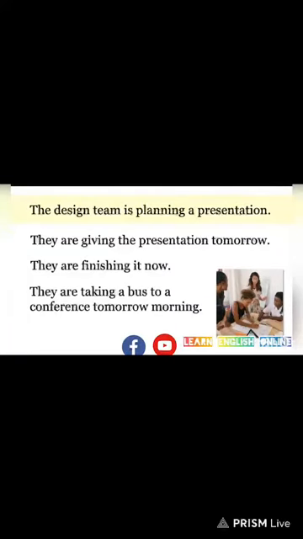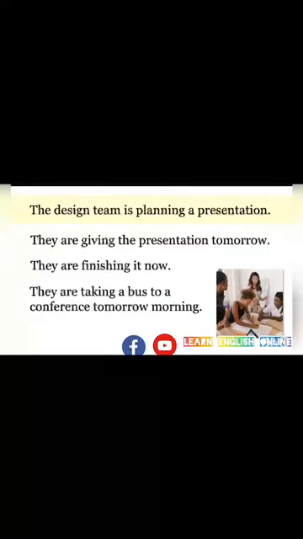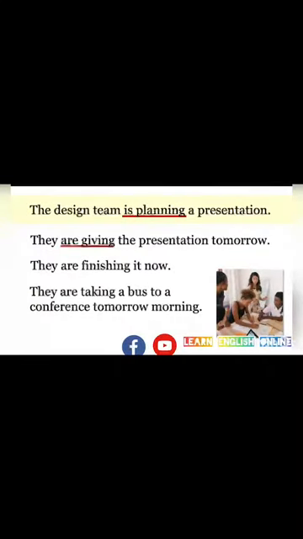Okay, all of these sentences are in the present progressive, be verb and ing. But some of them are happening right now and some of them are plans for tomorrow. First, let's look for the verbs. Is planning, are giving, are finishing, are taking.